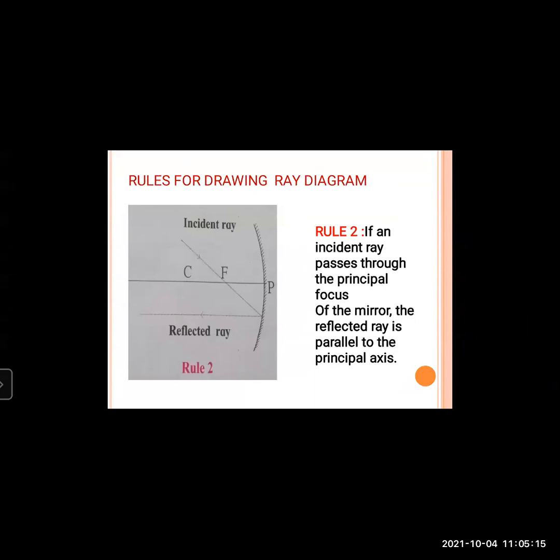Go through these diagrams again and again. Try to understand what the rule says. Try to draw these diagrams again and again.